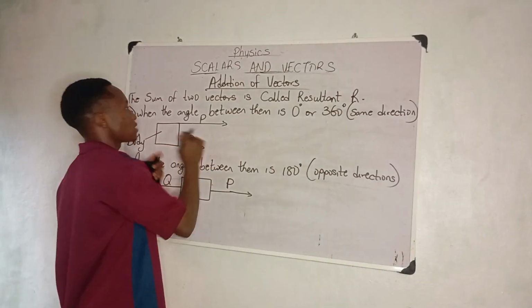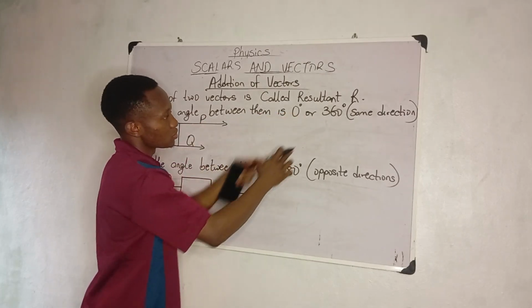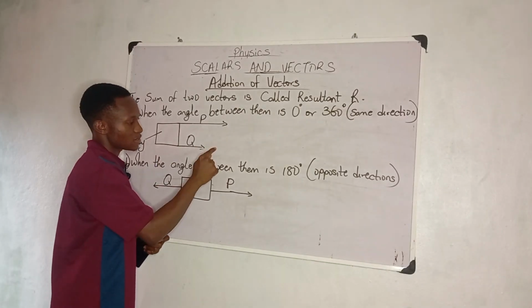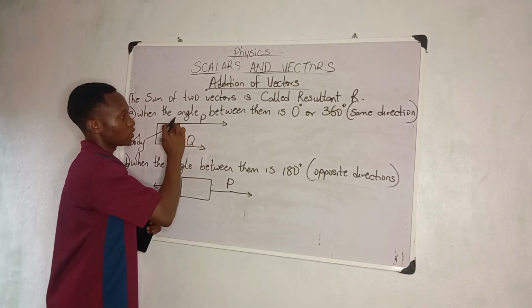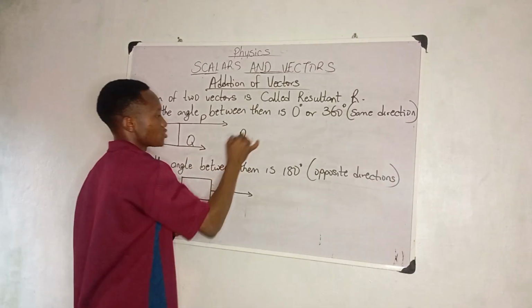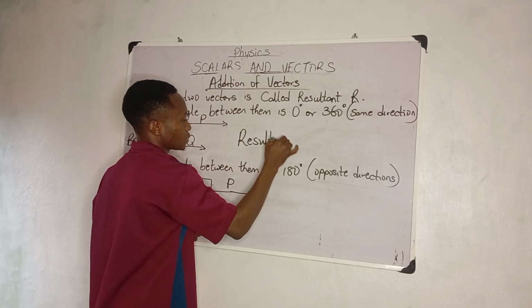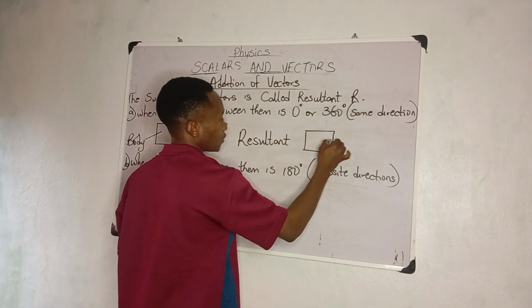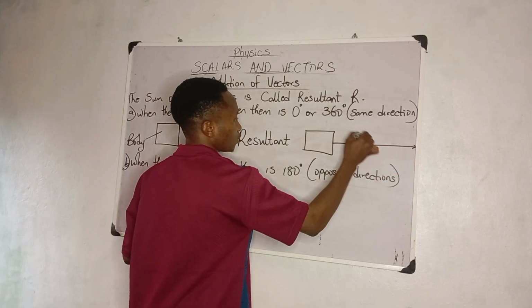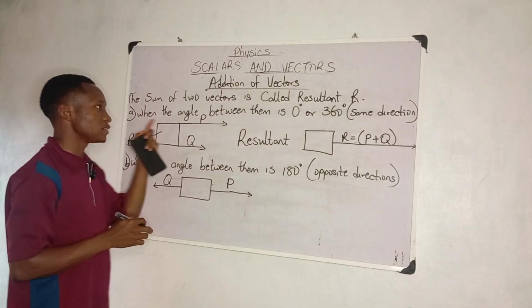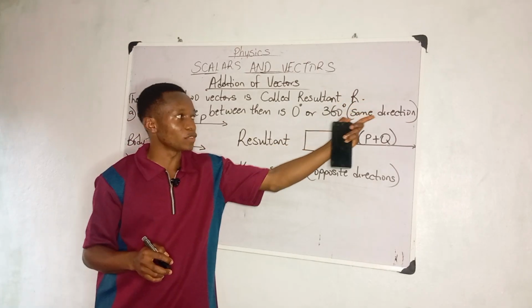So here, the resultant when the angle between them is 0 degrees or 360 degrees, that is the same direction. What do we mean by that? This is angle 180, an angle on a straight line, while this is also angle 180. The sum of the two should give you 360. Now their resultant is going to look like this. The resultant on the body is going to look like this. We can write R is equal to P plus Q. So you are adding when the directions are the same, if they move in the same direction.